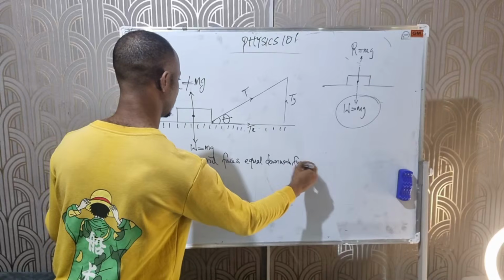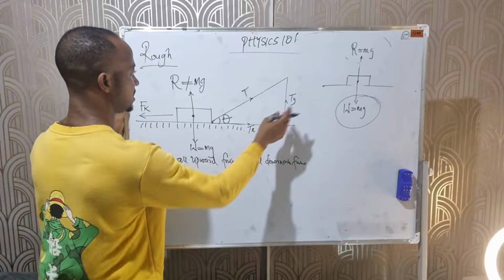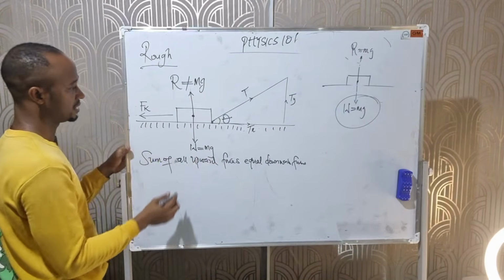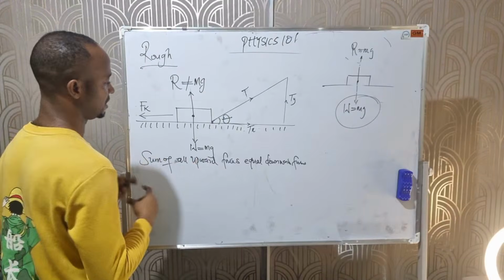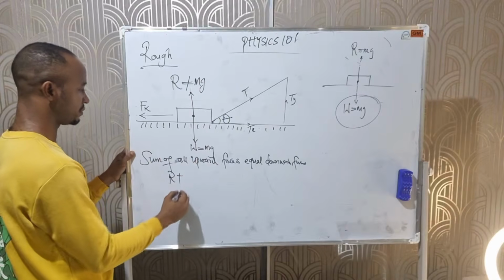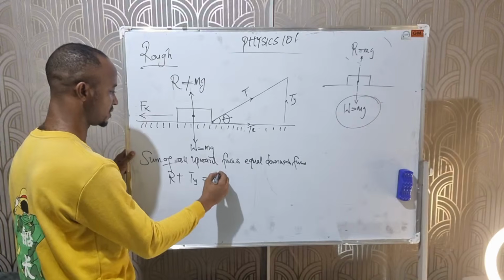Downward forces or downward force. How many forces are acting upward? It is simply Ty and the normal reaction, right? How many forces are acting downward? Just one, which is the weight of the body. So that means normal reaction plus Ty is equal to the weight of the body.